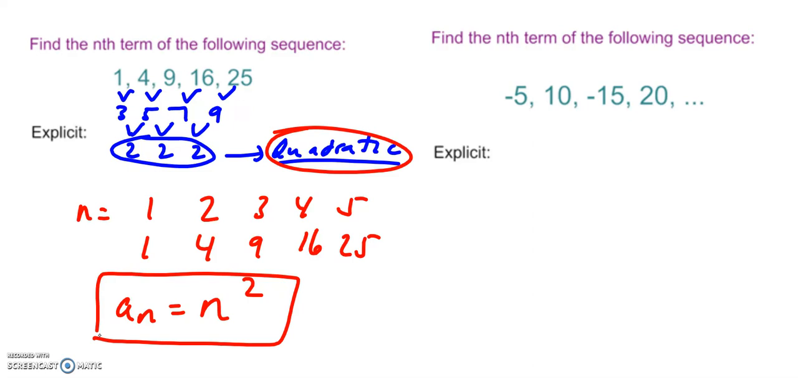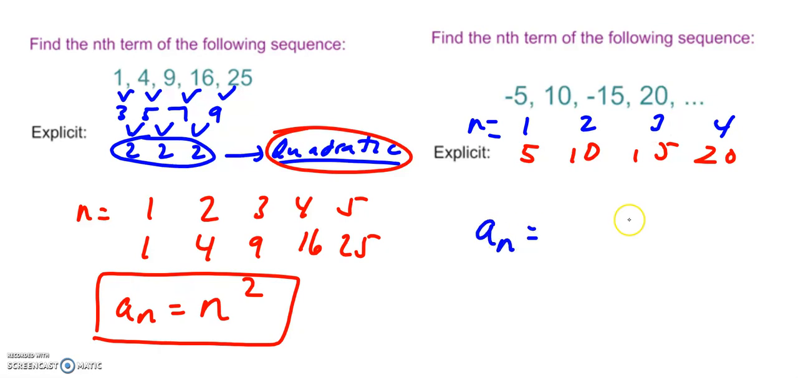Yay for noticing patterns. In this example, I noticed that we have signs switching off. So what I'm going to do is just ignore the signs for a minute. I'm just going to write 5, 10, 15, 20. And above that, I'm going to write n equals 1, 2, 3, 4. How do I get from 1 to 5? How do I get from 2 to 10? How do I get from 3 to 15 and 4 to 20? Each time I told myself that I am multiplying by 5. I take this term and multiply by 5, this term and multiply by 5.